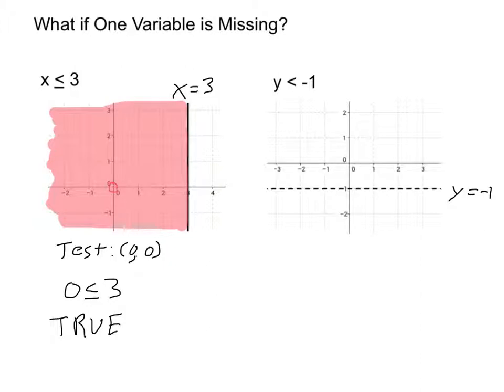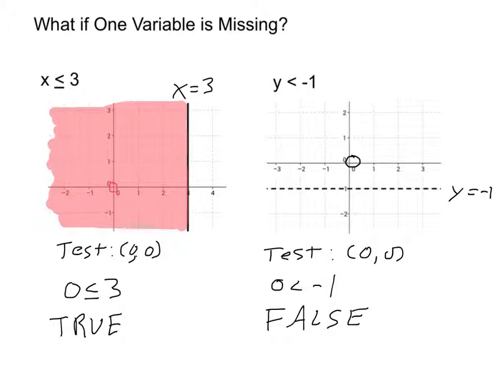Again, I can pick whatever test value I want, so I'm going to test 0, 0 since it's not on the line. If it is on the line, then I just pick another easy point, like 1, 1 or 1, 2, something like that. And just like before, I don't have everything that I can plug in here. I don't have an x to be plugged in, so I'm just going to plug in the 0 for y and get 0 is less than negative 1, and that is actually false.